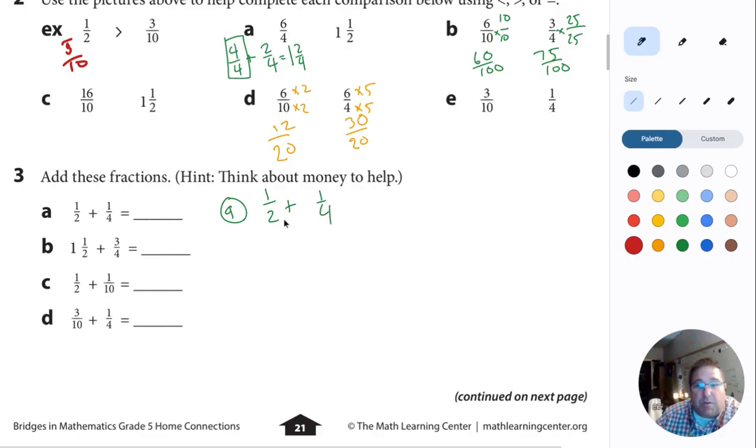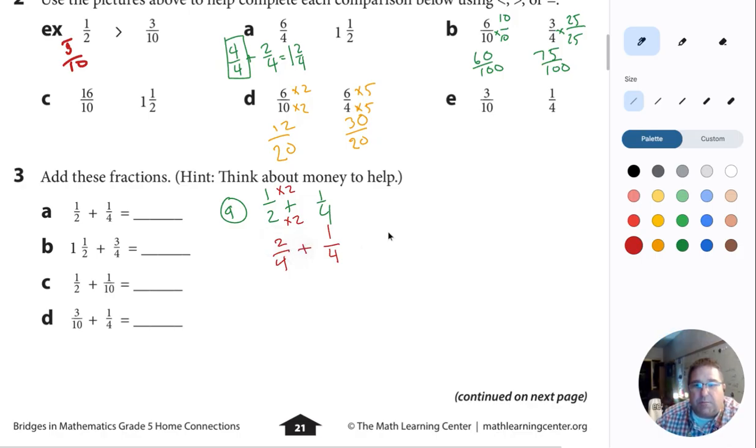Well, 2 times what is 4? 2 times 2 and 1 times 2. So 2 times 2 is 4. And we can leave this 1/4 alone. If we can leave one fraction the same, we don't have to do any work to that. This one, 2 times 2 is 4, and 1 times 2 is 2.